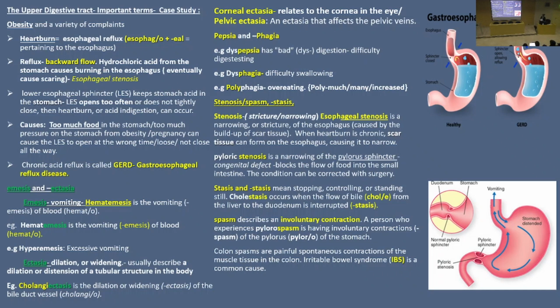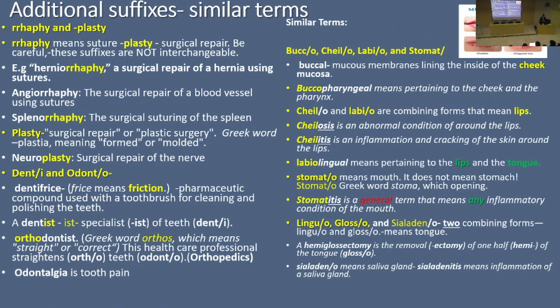Pepsia and phagia. Dyspepsia and dysphagia. Do you remember the difference between dyspepsia and dysphagia? What does phage mean? Do you remember? To swallow. So dysphagia is obviously difficulty swallowing, and dyspepsia is difficulty digesting. Make sure we know the difference between stenosis and stasis, which is always like stop, and a spasm, which is an involuntary contraction. IBS, irritable bowel syndrome, is also coming. Rhaphy and plasty, our suture and our surgical repair. That's what we did a little bit of yesterday.